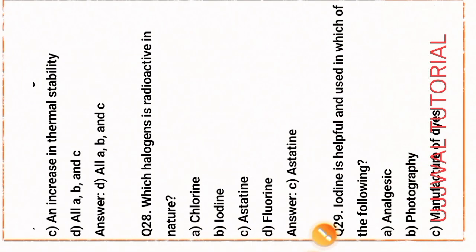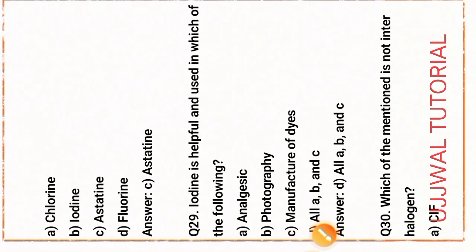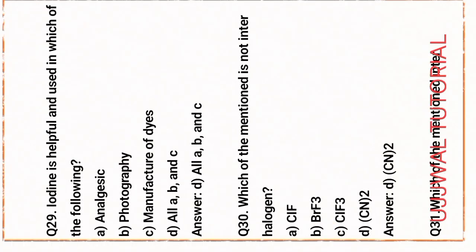Next question, question number 28. Which halogen is radioactive in nature? That is option C, Astatine. That is the symbol At. Okay. Next question, question number 29.